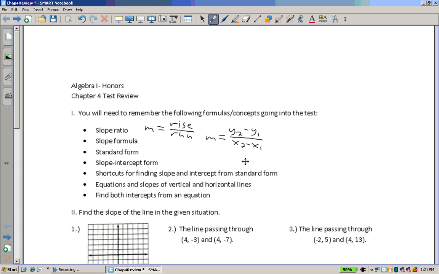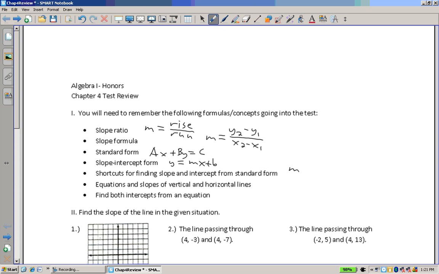Now, what's important is that the y's are on top and that you're being consistent. Y sub 1 minus y sub 2, x sub 1 minus x sub 2 is also correct, but this is the standard classic formula. Standard form is ax plus by equals c. Slope-intercept form is y equals mx plus b.